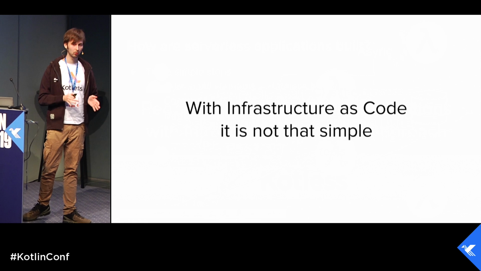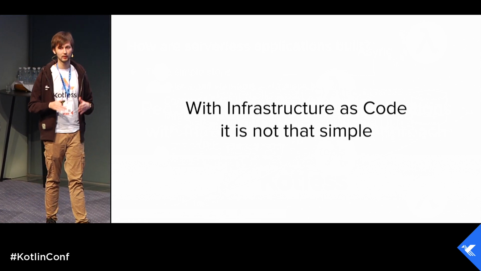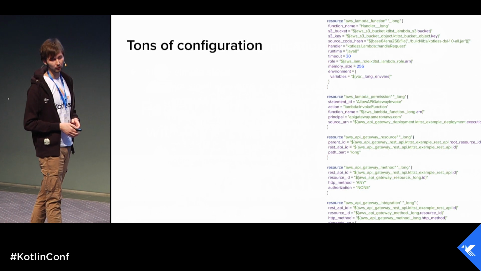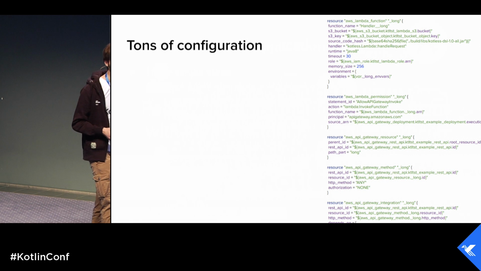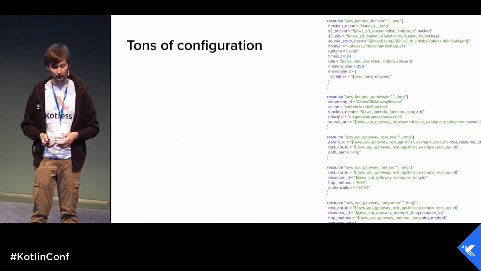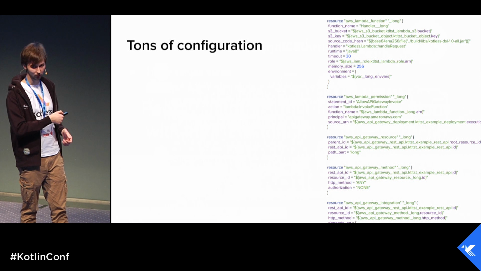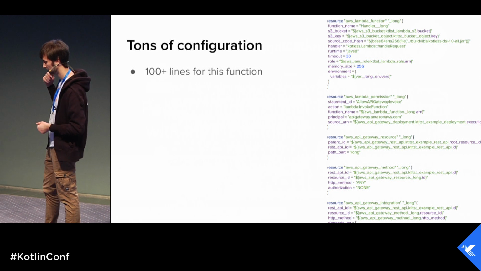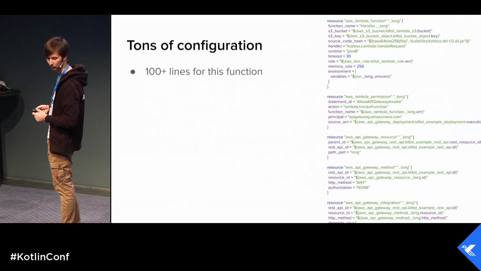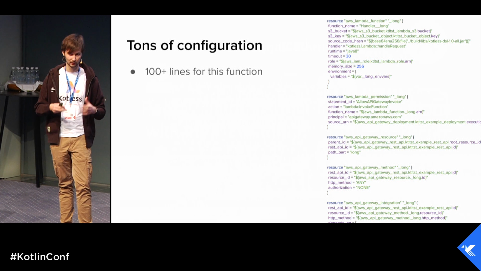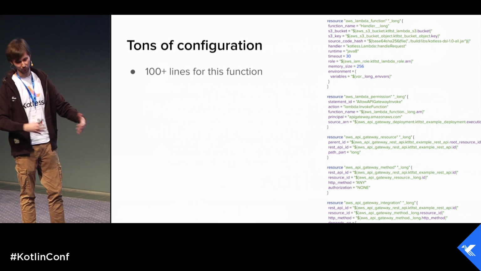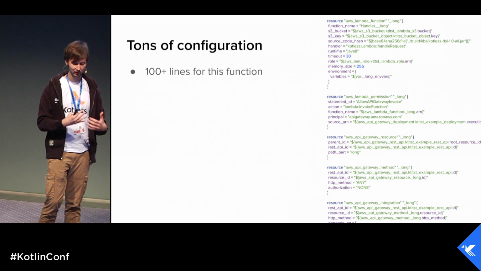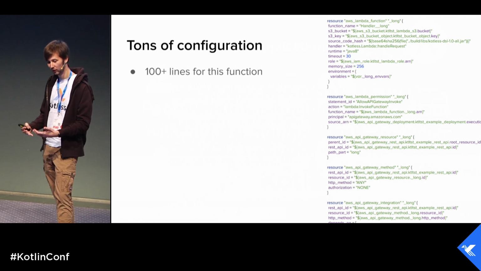But with infrastructure as code, building serverless applications is not as simple as the idea is. There are a lot of problems, and one of them is the tons of configuration that you need to create a really simple serverless application. Here you can see a part of the definition of the function we've seen above. For the function that I've chosen as an example, you will need more than 100 lines. And the function is 5 lines. And you need more than 100 lines. And it is not really trivial code. You need to understand pretty well what is going on and what you are trying to create.